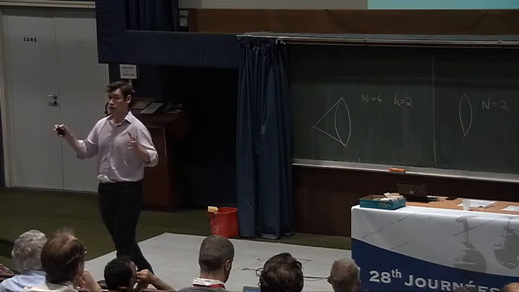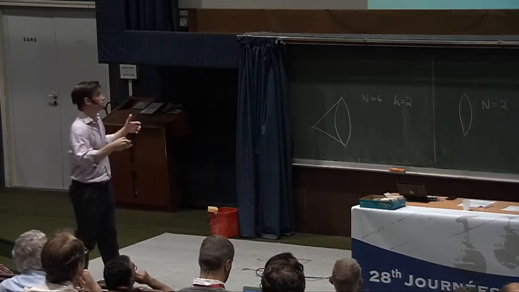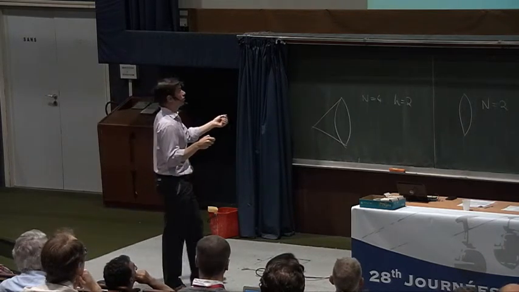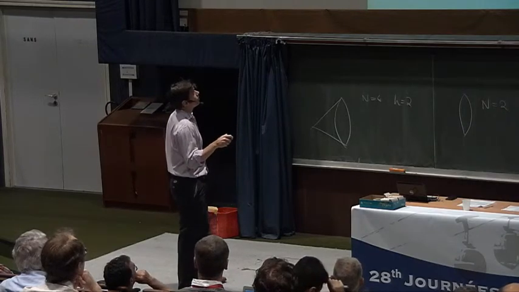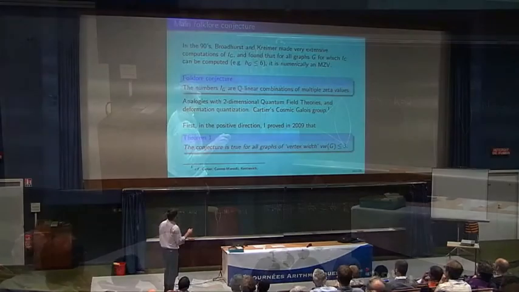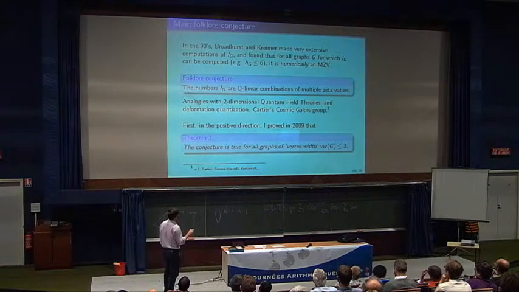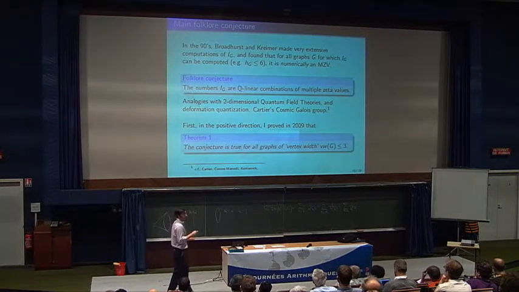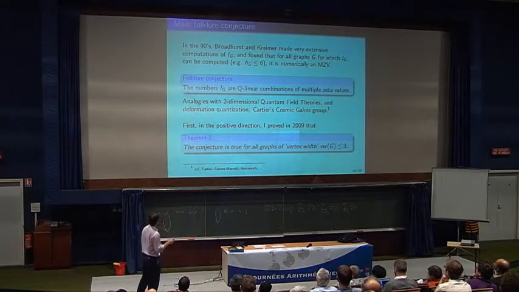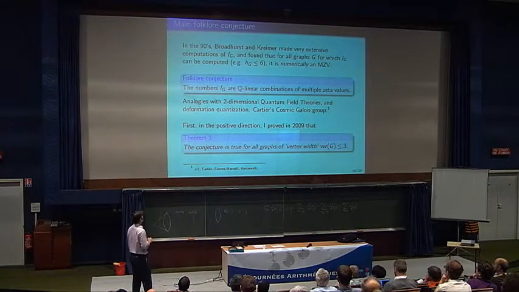They calculate them numerically, and they find that up to, say, 30 digits, they agree with a multiple zeta value. They found that for all graphs up to and including 6 loops, and some sporadic examples at 7, 8, and even 9 loops, they always found numerically a multiple zeta value.